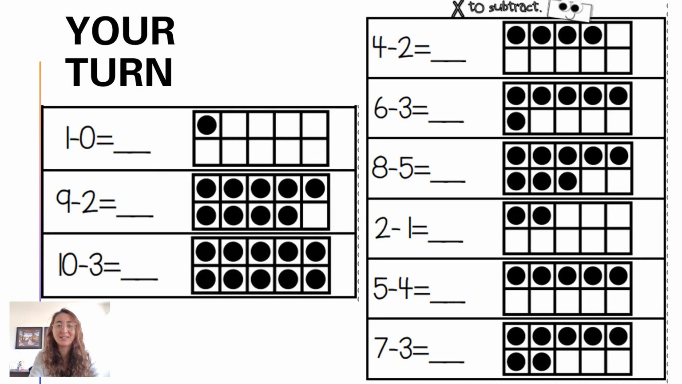Now it's your turn. So then, here we go. Here is your page of work. You've got the first question is 1 take 0. So that means you don't take any away. How many would you be left with? 9 take 2. So you've got 9, take 2 away. How many would you have left? Okay, have fun with the subtraction questions.